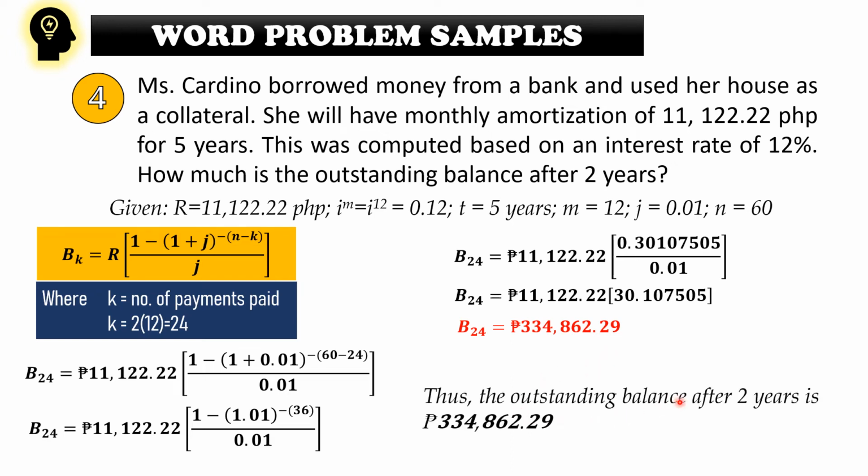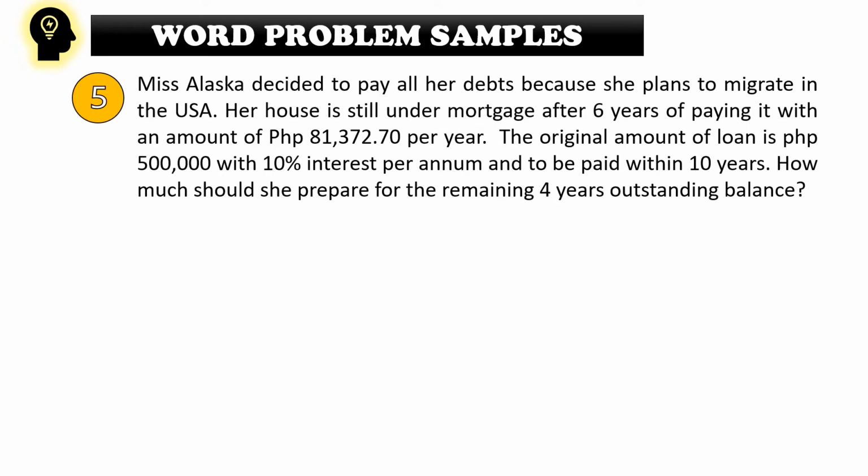Therefore, the outstanding balance after 2 years is 334,862 pesos and 29 centavos. And there, we already solved word problem number 4. Let us have now word problem number 5.